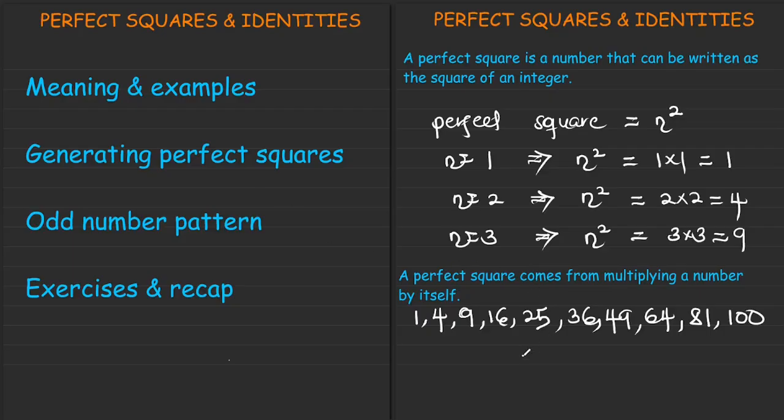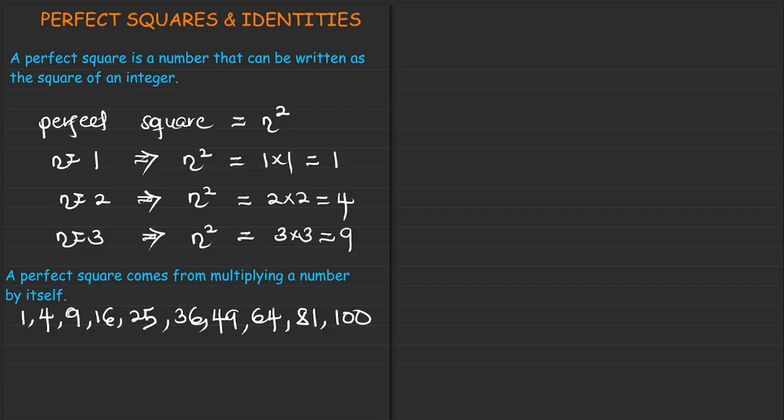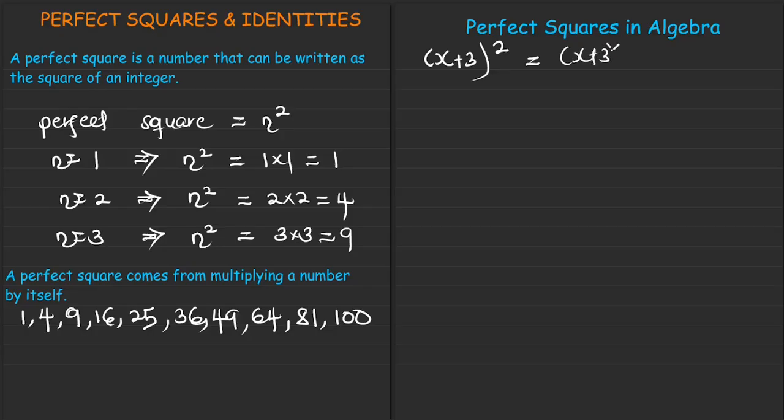Now let's relate this to algebra. Perfect squares also appear in algebraic forms. Now, how do they appear in algebraic forms? If you have a binomial such as x plus 3 all squared, the result you get here is a perfect square. Because how is it obtained? It is obtained from multiplying this by itself. So x plus 3 multiplying x plus 3.